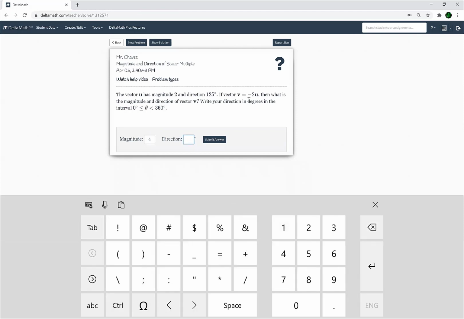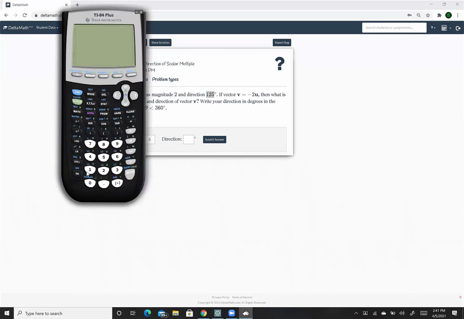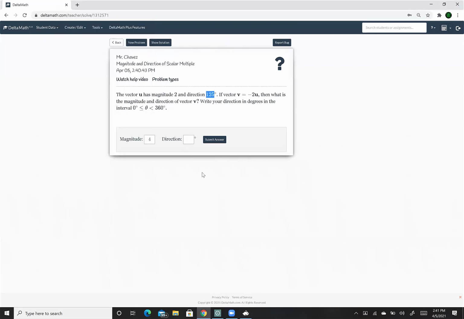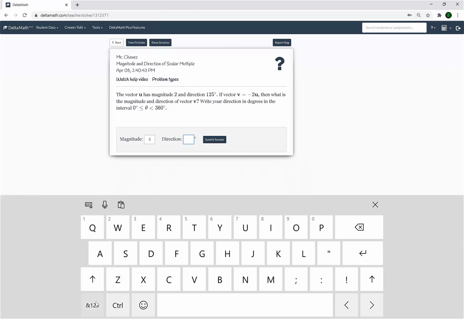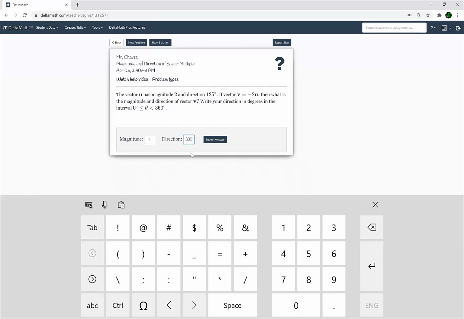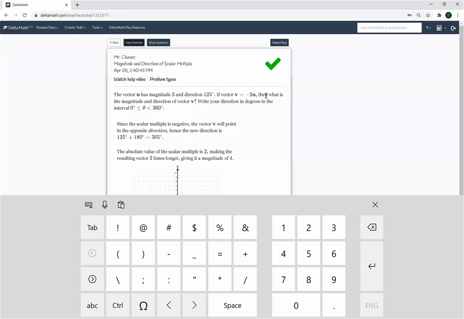And the direction, well, I'm negating the 125. So I'm not going 125. Add 180 to the 125, guys. So 180 plus 125? Well, I don't know. Okay, let's take a little calculator here. I'm not insulting your intelligence, guys. I promise. 180 plus 125. And there it is, 305. So you just write the number 305 in there, because they want it between 0 and 360, see? Submit answer. Yes. And there it is.